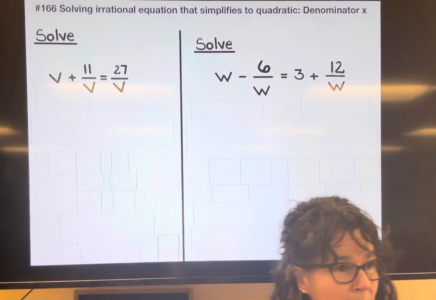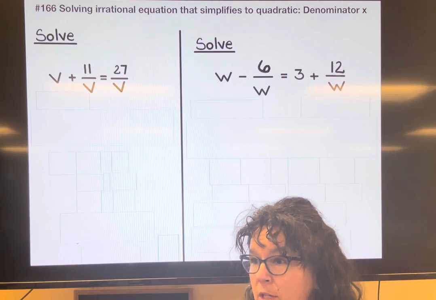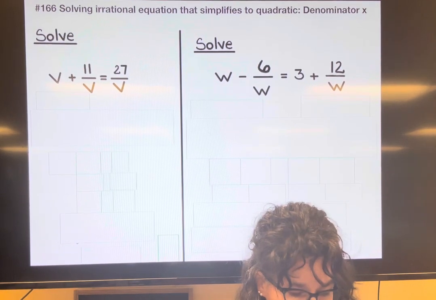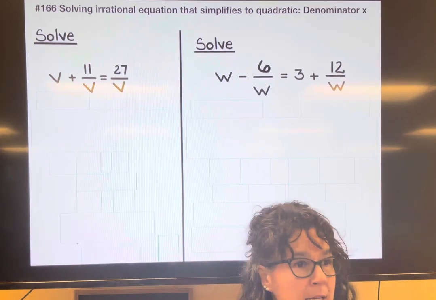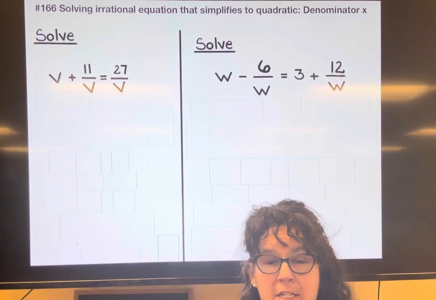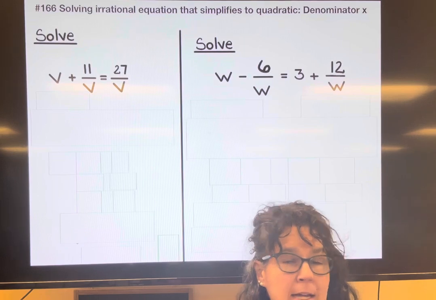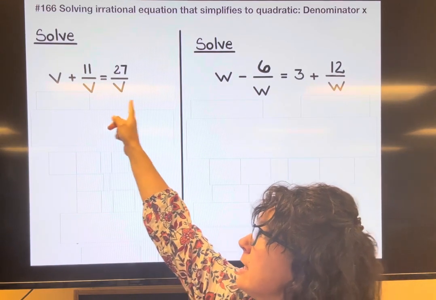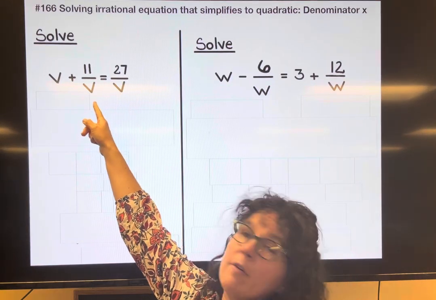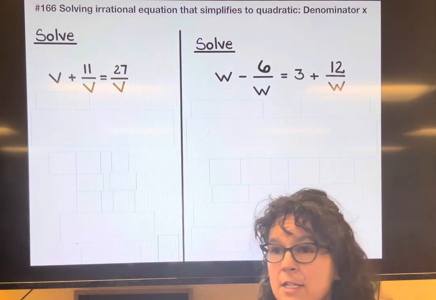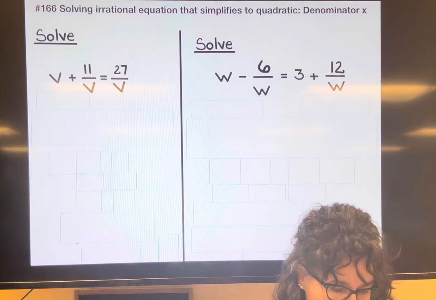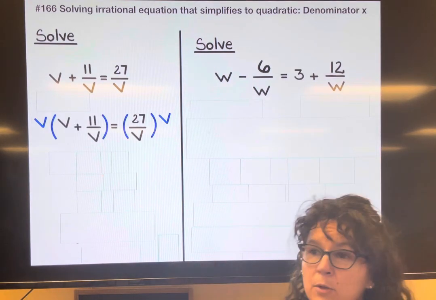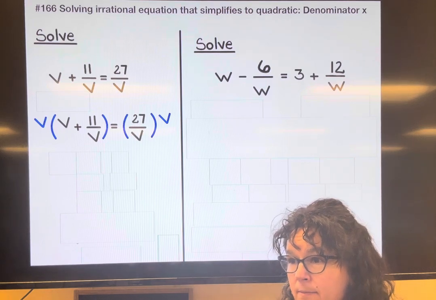To solve these two equations, the first thing that you notice is that the equations have fractions. So what you want to do is immediately multiply both sides by the denominators, and that's going to get rid of your fractions. My only denominators in this equation are a v in the denominator and a v in the denominator. They're the same denominators. So I'm going to multiply both sides by just v.